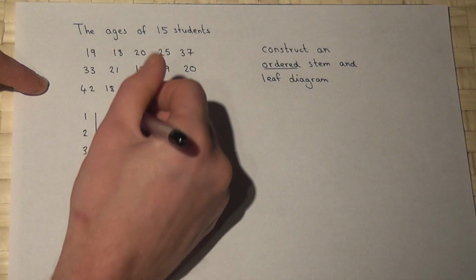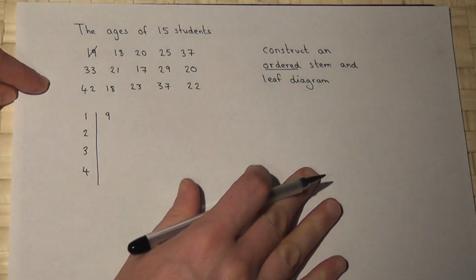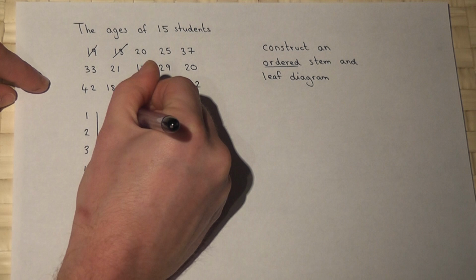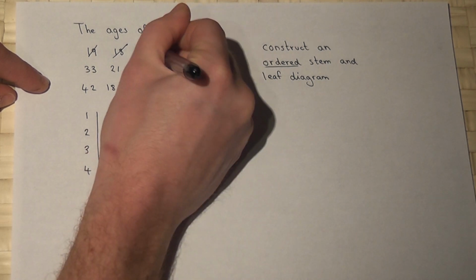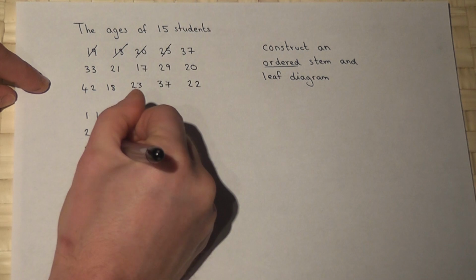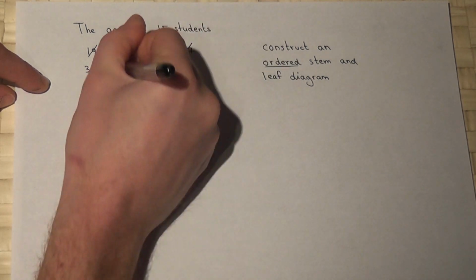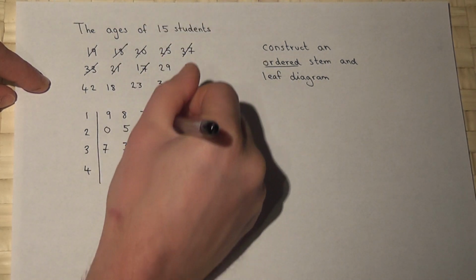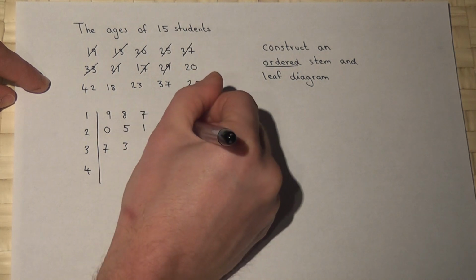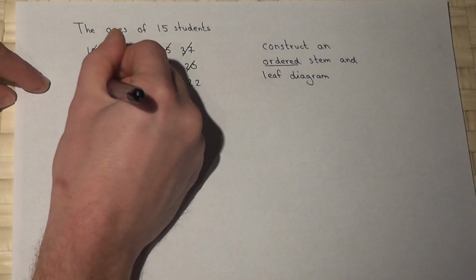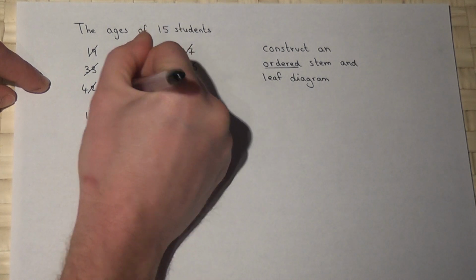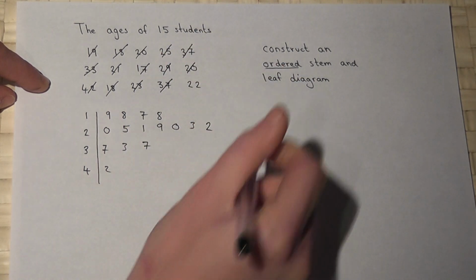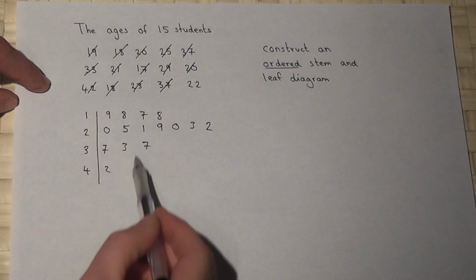So for the 19, I put a 9, cross it off so I don't count it twice. I then just keep on going. So 18 is an 8, 20, a 0, 25, 37, 33, 21, 17, 29, 20, 42, 18, 23, 37, and 22. And the key thing here is that the numbers do line up nicely.